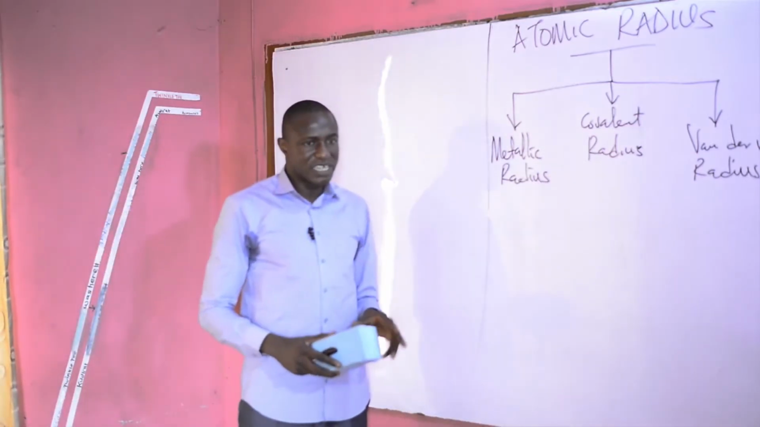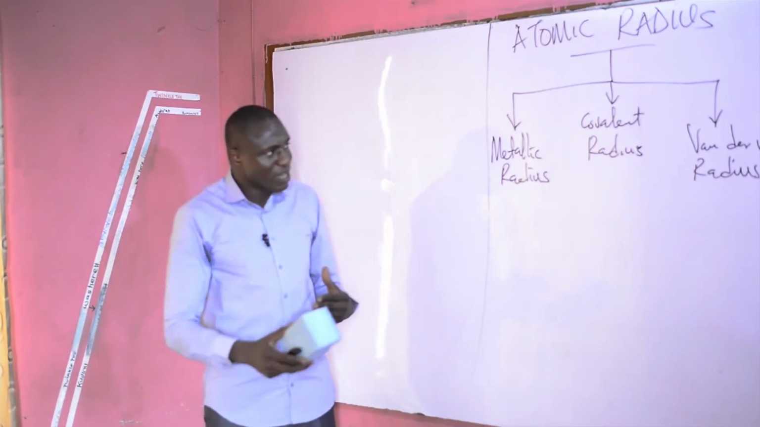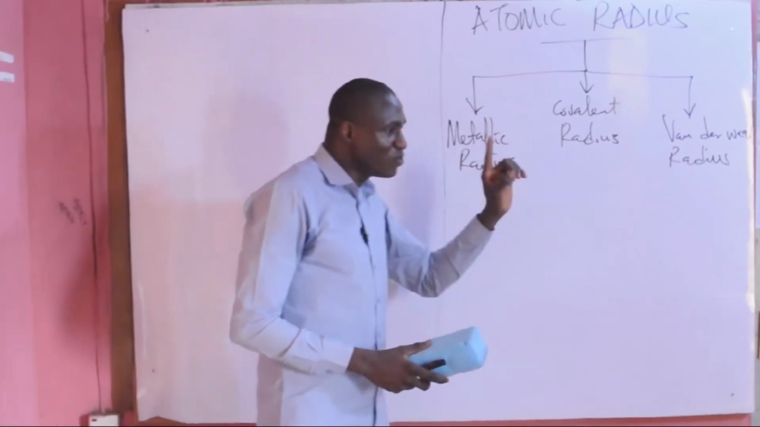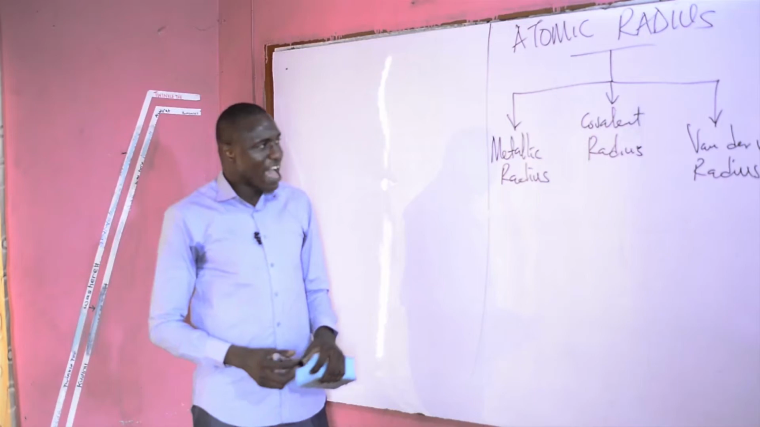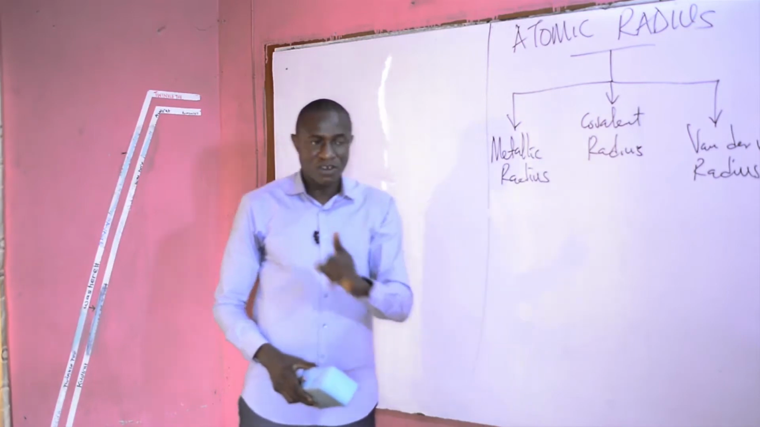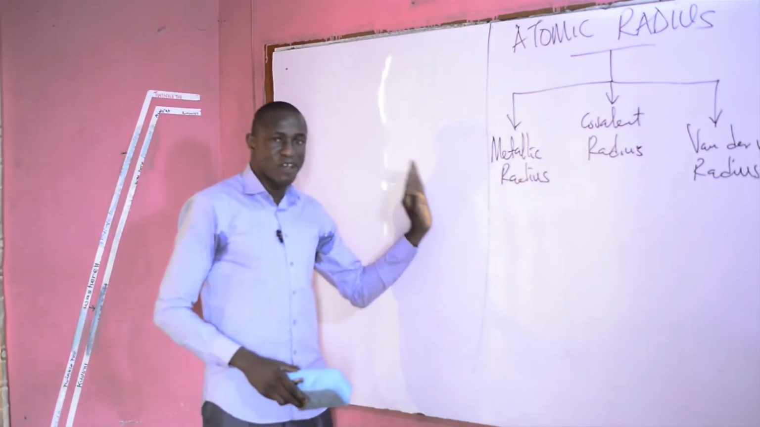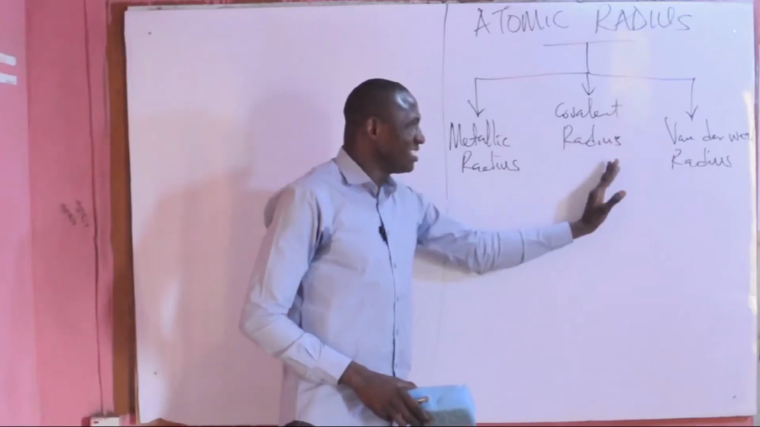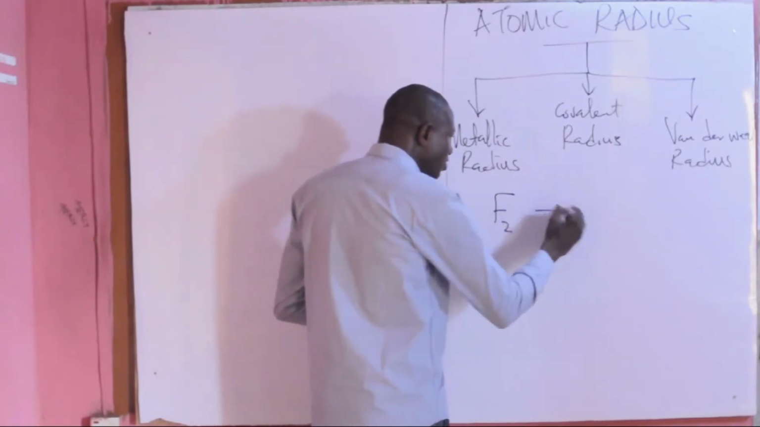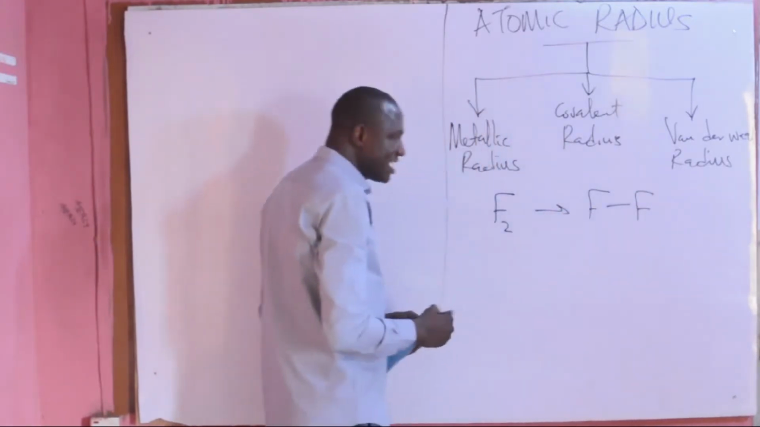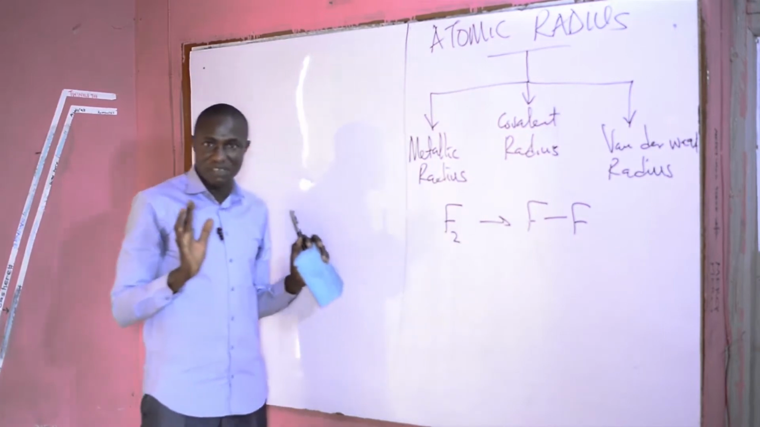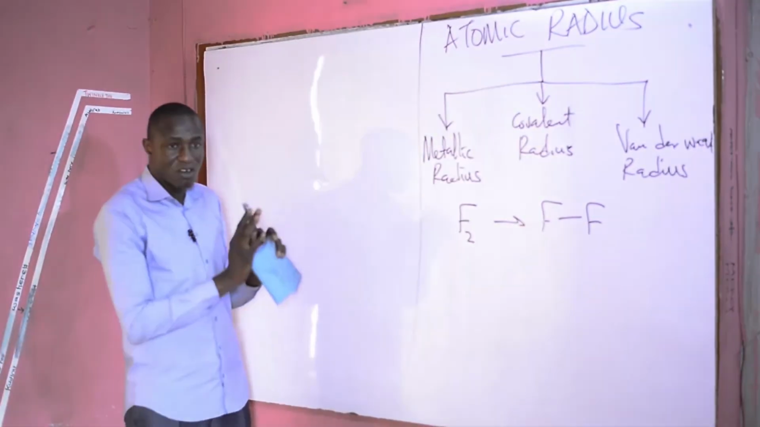The covalent radius, on the other hand, is half of the distance between the nuclei of two atoms that are bonded together with a single covalent bond in a covalent molecule. From the definition, a single covalent bond means the atoms must be non-metals. While metallic radius is found in metals, covalent radius is found in non-metals. Take, for instance, a fluorine molecule. There is a single covalent bond between the two fluorine atoms, and you expect the two fluorine atoms to have the same size because they are atoms of the same element.